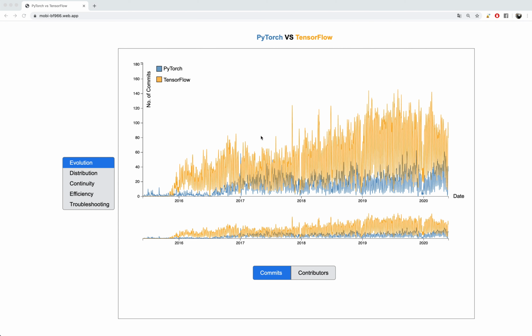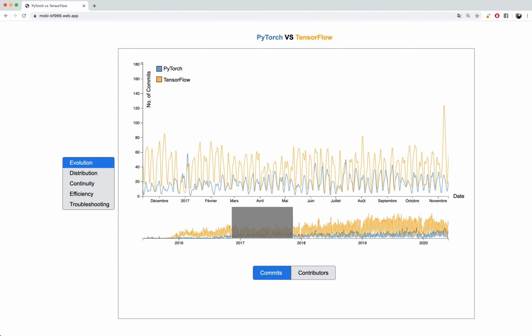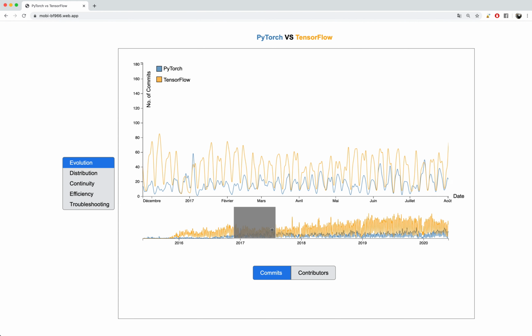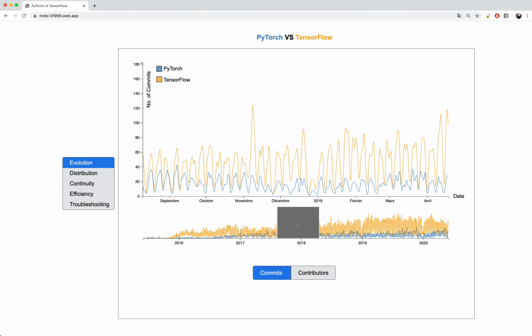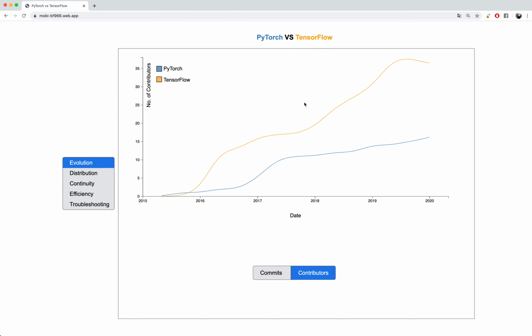Here we're presenting the evolution of commits during the time. We can select the sliding window, and to see more detailed information we can select between the two frameworks, and we can also see the number of contributions during the time. Also we can select and deselect them. And what about the distribution?